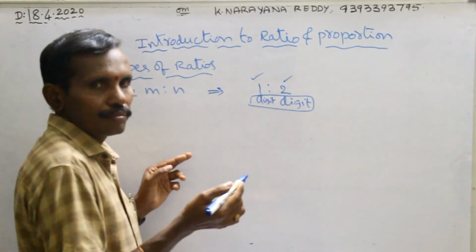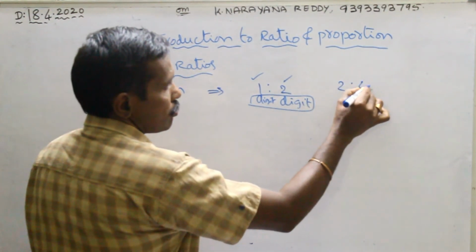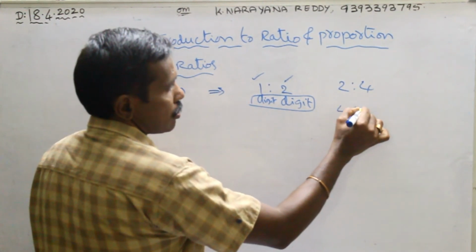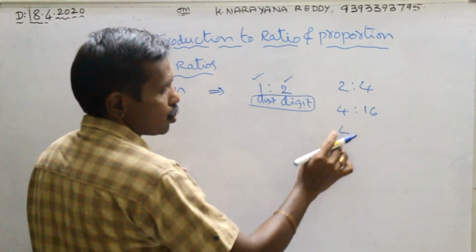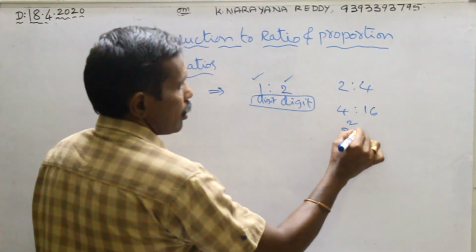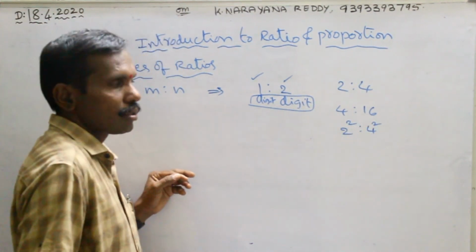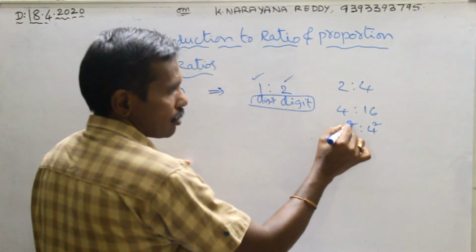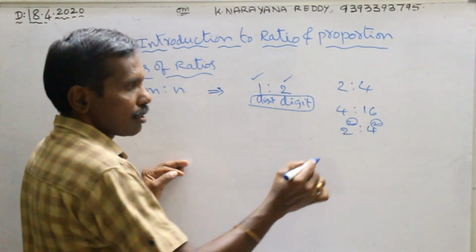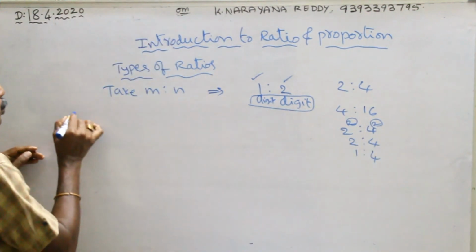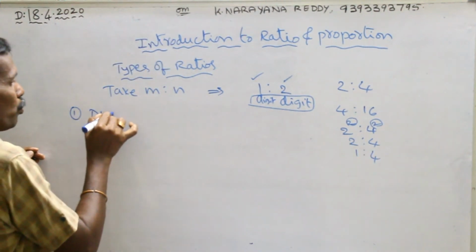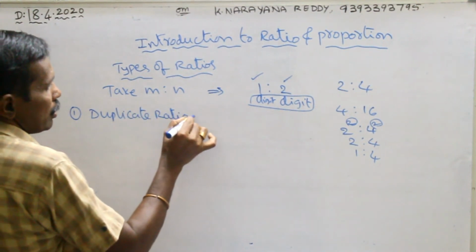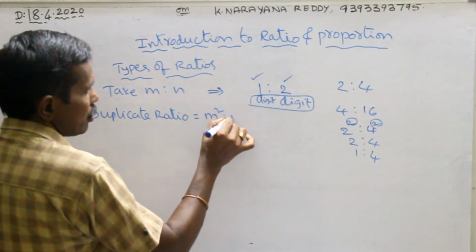So, for example, 2:4. For example, some 4:16. That means what? 2 square is to 4 square. Yes or not? This is what? Duplicate. This is 2 square. Same squaring on both sides. That is 2:4. So first one is duplicate ratio. Duplicate ratio equals to m square is to n square.